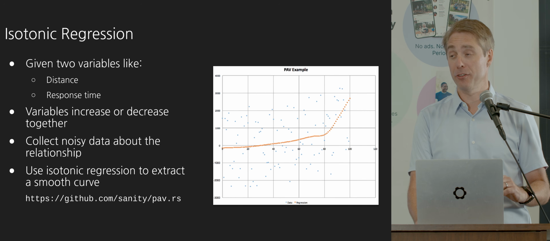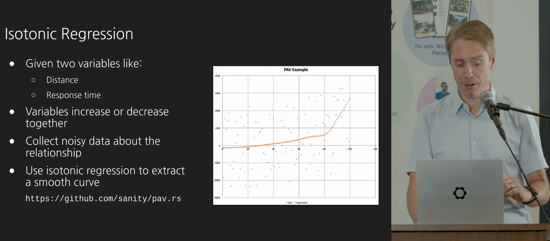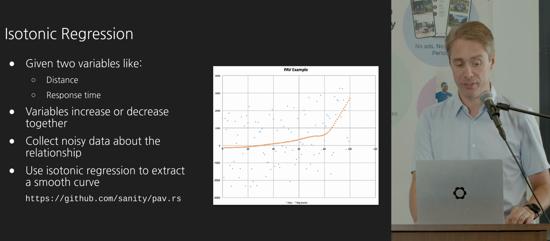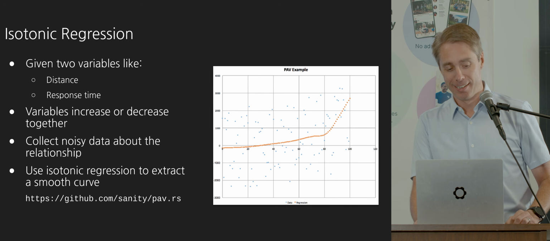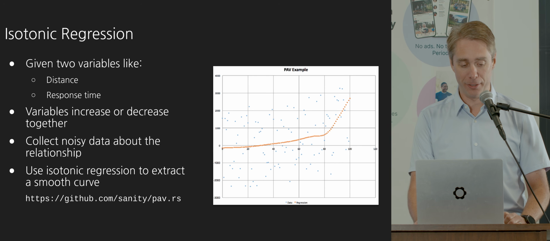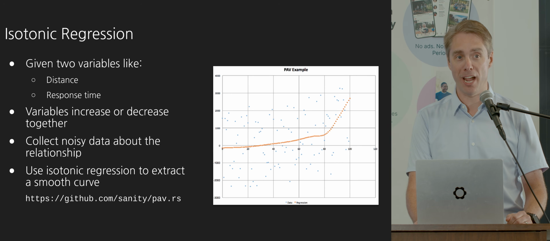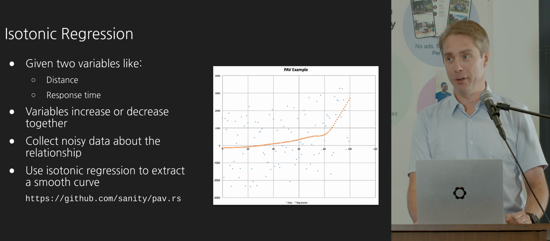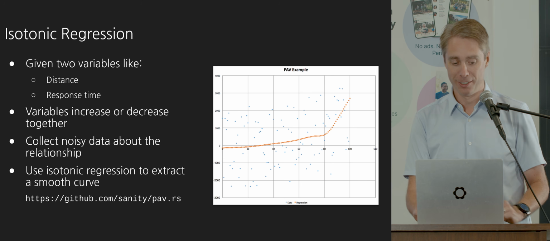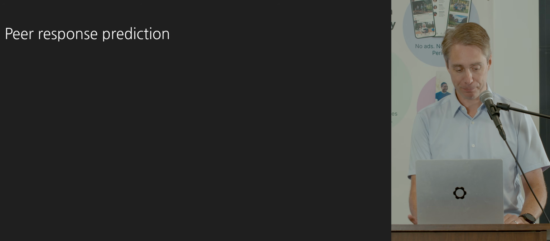And if you're interested in a Rust implementation of isotonic regression, specifically called pair adjacent violators, I wrote one, and you can find it here. If you code in Kotlin or Java, I also wrote a similar library for that language. In fact, that was kind of the prototype though, so the Rust one is better.